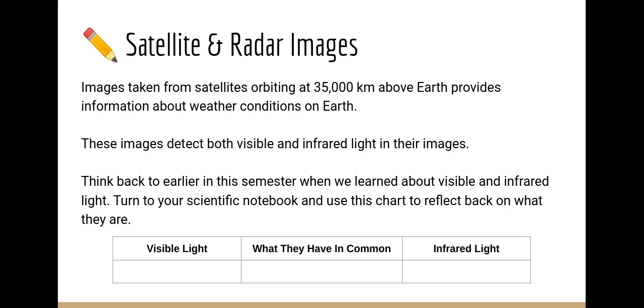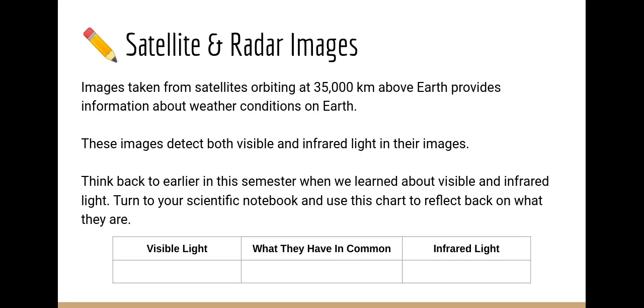So visible light is the light that we can see. This is the sun's rays. This is any energy that we can actually see that provides light to us. Infrared light is the light that we cannot see because it's too far in the red side of the color spectrum. Infrared light is often referred to as heat light, and we can see it with an infrared camera that'll show us the heat patterns of something.